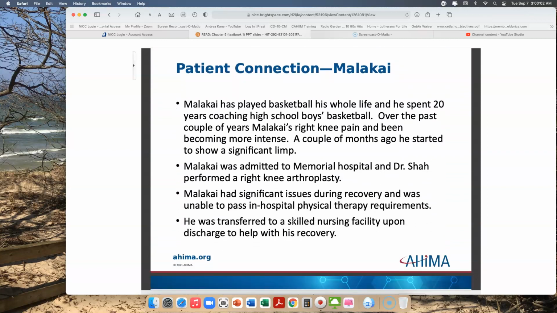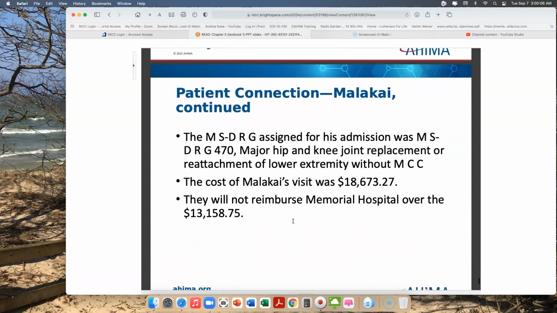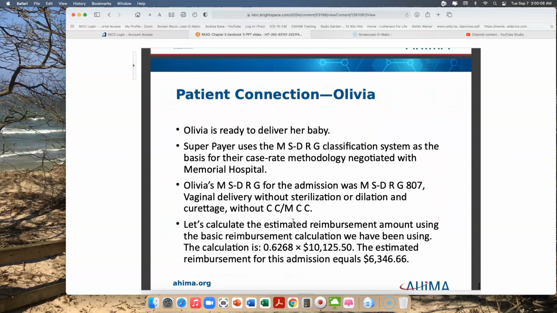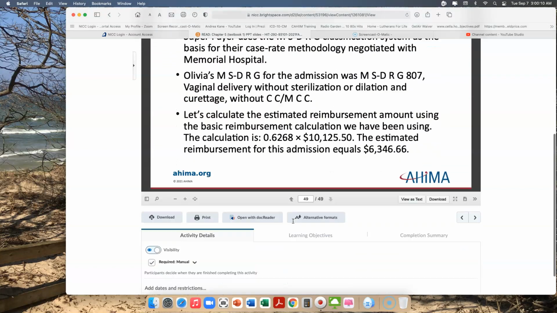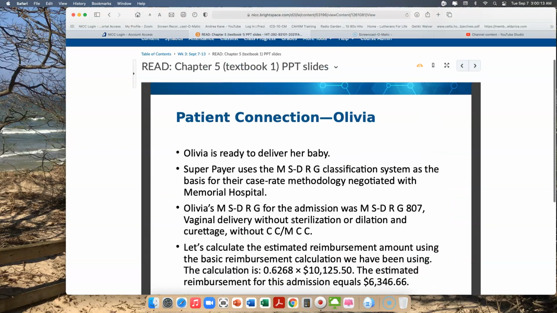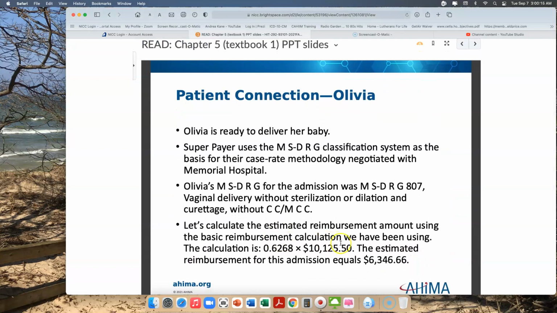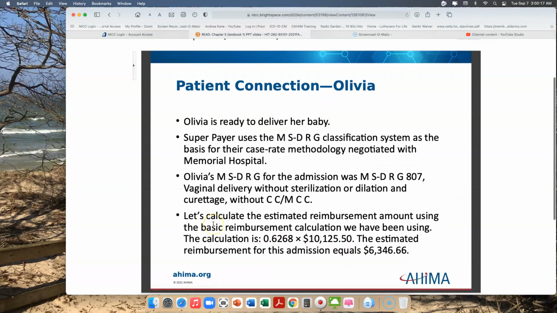And this just goes back to our patient Malachi. They're going to give you an example with him and talk you through how the reimbursement is. And now they're going to talk about Olivia, our second patient here. And you can go through there and they'll show you how they calculated the reimbursement.